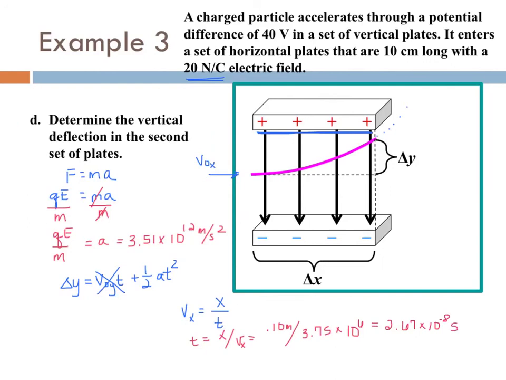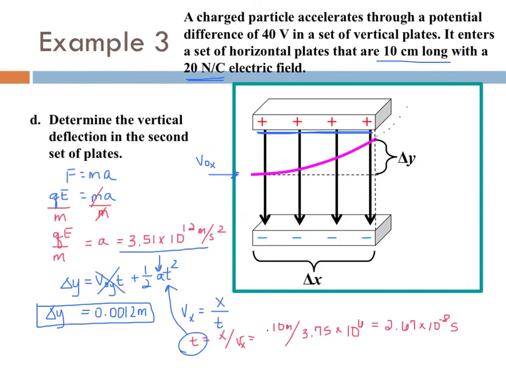Again, we're going to use this information as our time here, use our acceleration from the previous problem here, and then use all of that together to solve for our delta y, which comes out to be 0.0012 meters. Again, this number makes sense because that's about 12 millimeters, and these plates are only 10 centimeters long. So we shouldn't have had a very long time in order to fall.